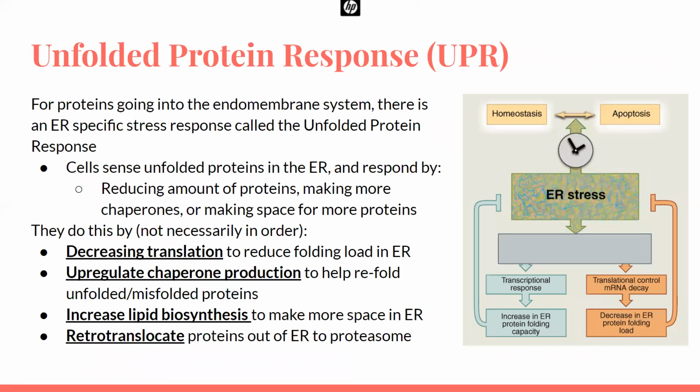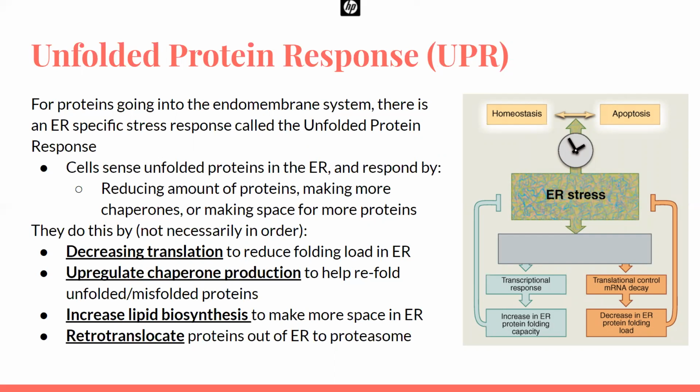The other response is the unfolded protein response, or the UPR. The UPR occurs in the ER. Try to think of it like that. For proteins that are going to the endomembrane system, which we'll talk about in the next section, where certain proteins end up, the endomembrane system, for right now, just includes the ER. So there's an ER specific stress response called the unfolded protein response.